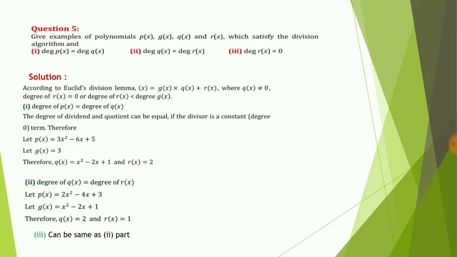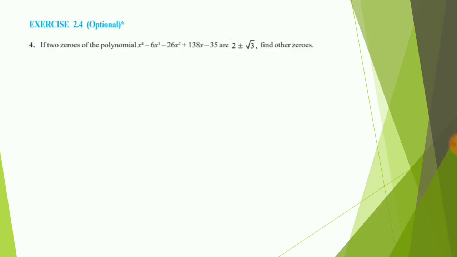So if I take the polynomial as 2x square minus 4x plus 3 and the divisor is also a quadratic polynomial, then the quotient will be a constant term and the remainder will also be a constant term, such that I will be getting the degree of the quotient and the remainder to come out to be the same. So third question, you can try it out on your own.